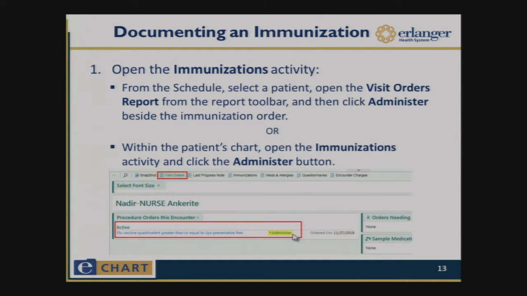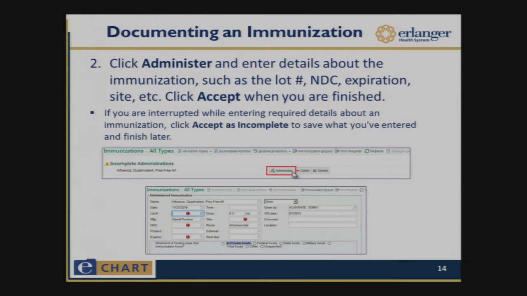From the schedule, you can select a patient and single click on them to get that bottom report pane and click on the visit orders report, just like we did for the sample med. Then you'll see the administer button, actually a hyperlink, next to the order. Or if you're in a patient's chart, you can just open the immunizations activity and click the administer button next to the immunization. Once you click that administer button, you'll have to enter all the details, and you can see a screenshot down here of all the different information it wants you to enter.